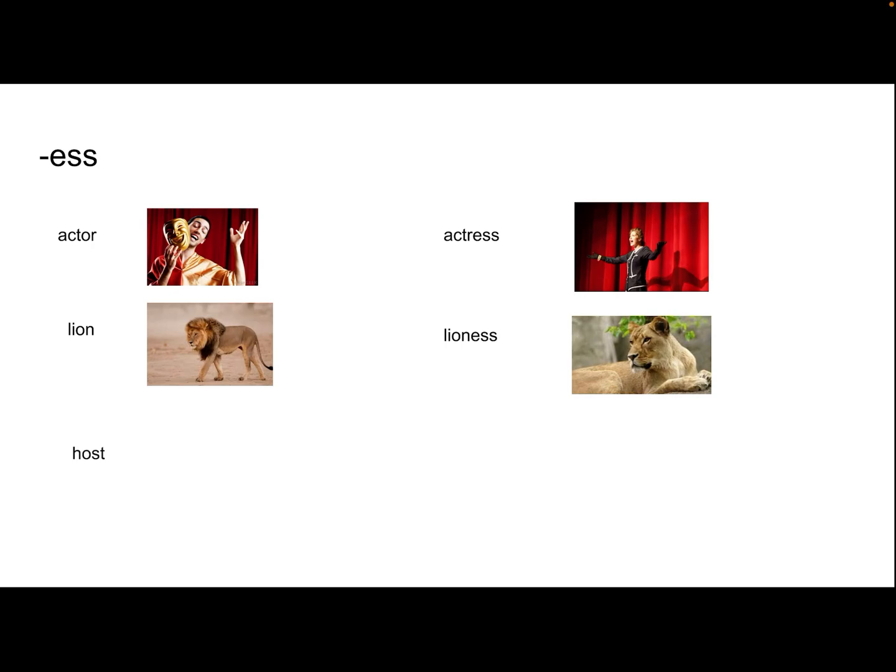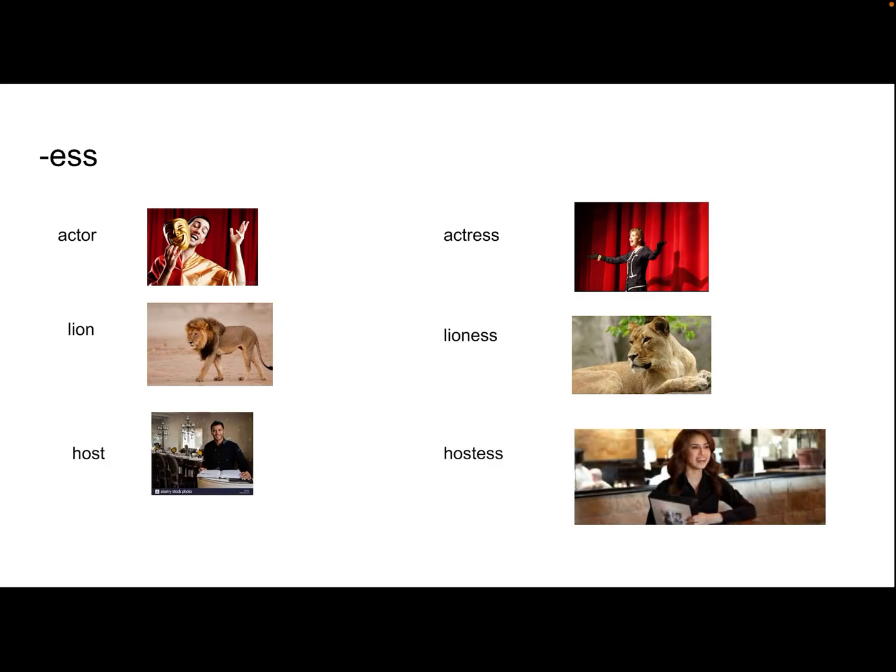Now, here's a tricky one. What's a host? Well, when's the last time you've been to a restaurant? Maybe a while. But do you remember when you go into a restaurant, there's always someone standing there that says, how many? And then they take you to your seat. They are a host. This gentleman would probably seat you at a restaurant. Now, if I add ESS and we have a hostess, it changes the word to a female. So we have actor to actress, lion to lioness, and host to hostess.